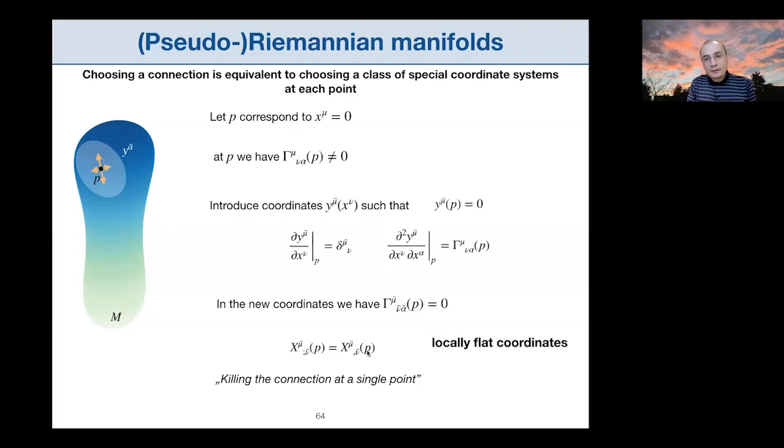We'll call coordinates which satisfy this property locally flat coordinates. The thing is that at one single point, it's fairly easy to do. You just have to make sure that the second derivative of your components is equal to gammas.